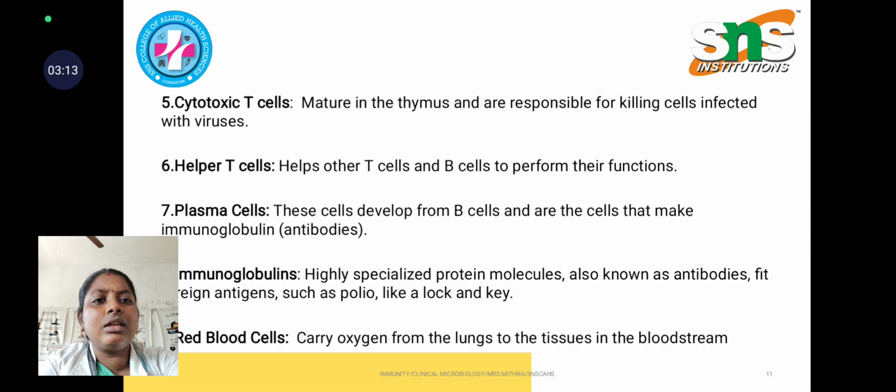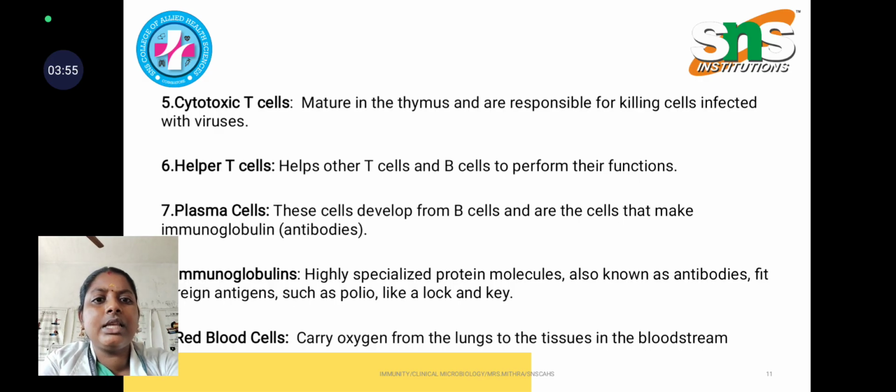And plasma cells develop from the B cells, and these cells make the immunoglobulins or antibodies. Immunoglobulins are highly specialized protein molecules, also called antibodies, and these antibodies have an antigen receptor, so they bind the antigens in the body, such as polio, like a lock and key model. Like enzyme and substrate, the immunoglobulin has a receptor to which the antigen binds only with that receptor and fits like a lock and key.